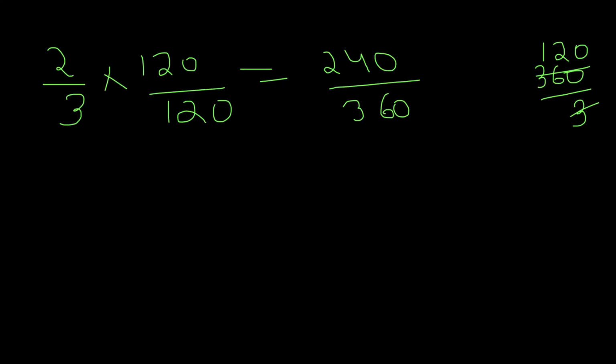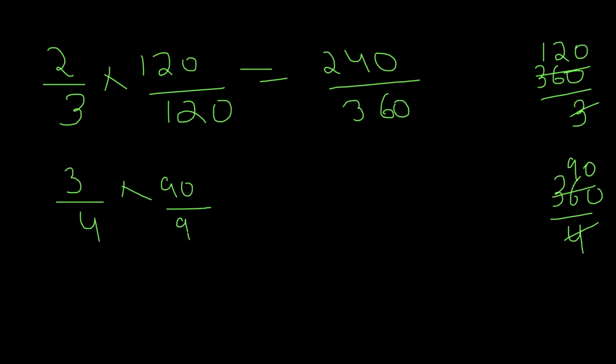Next we have 3 upon 4. So what will you do? First, just divide 360 by 4. So this will be 4 9s are 36, 90. So just multiply the numerator with 90 and the denominator with 90 and you will get 270 upon 360.